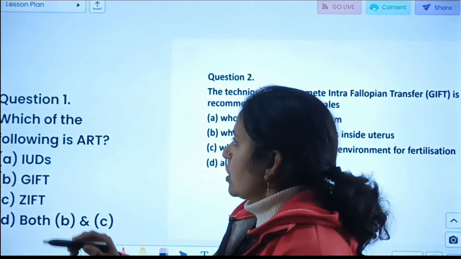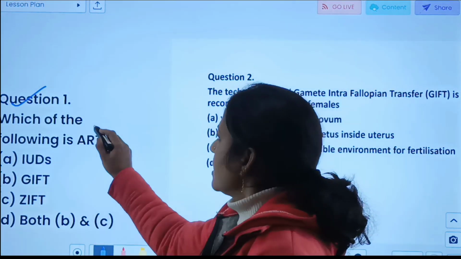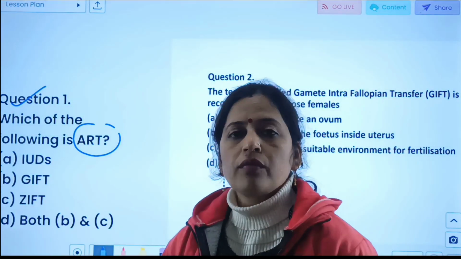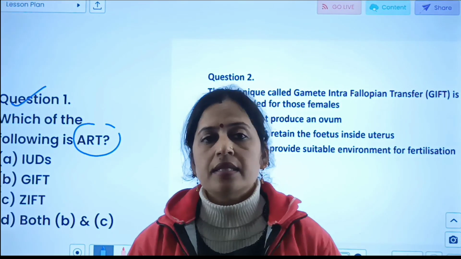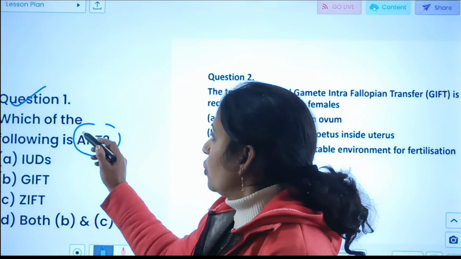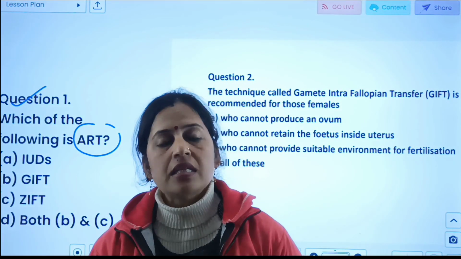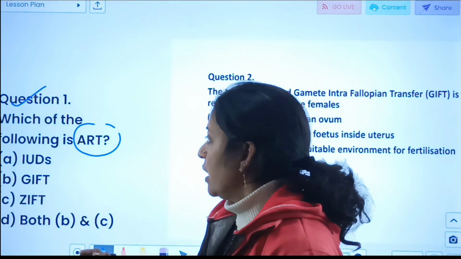So our first question is, which of the following is ART? That is assisted reproductive technology. So you have to find out which of these is assisted reproductive technology.